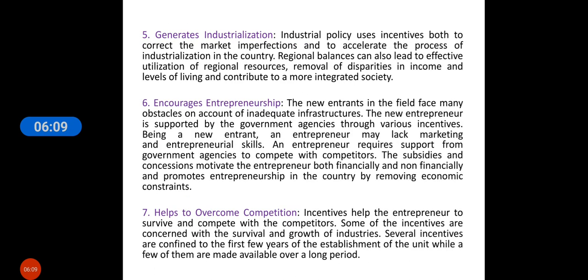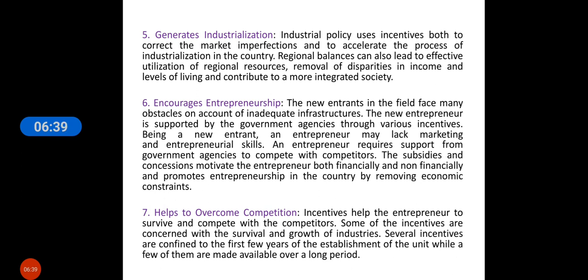Then it generates industrialization also. Industrial policies use incentives both to correct the market imperfection and to accelerate the process of industrialization in the country. Regional balance can also lead to effective utilization of regional resources, removal of disparity in income and in level of living, and contribute to a more integrated society.